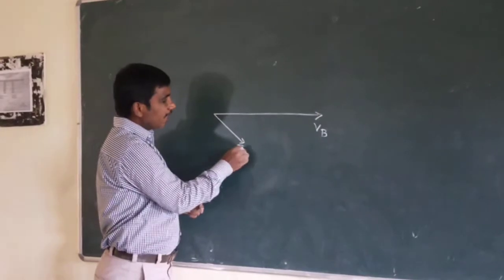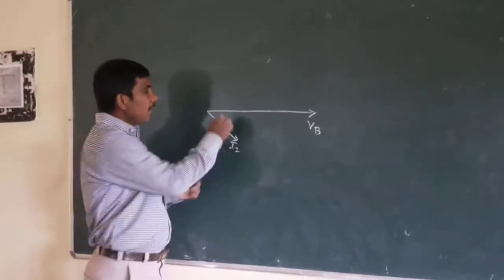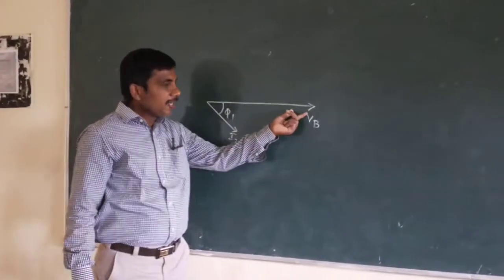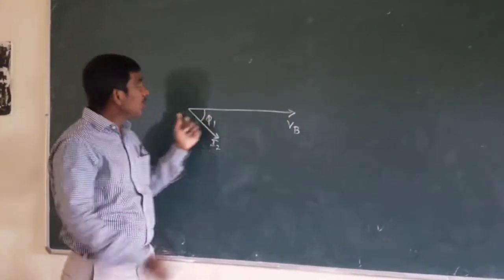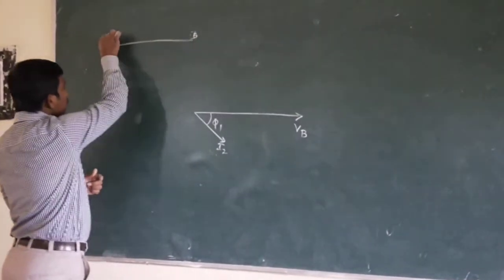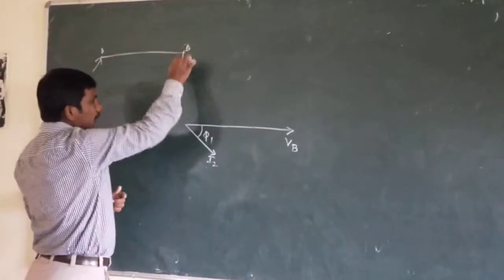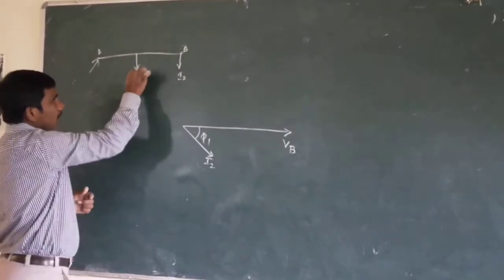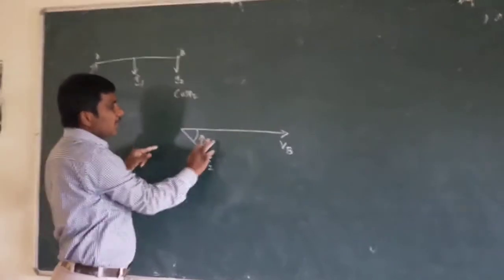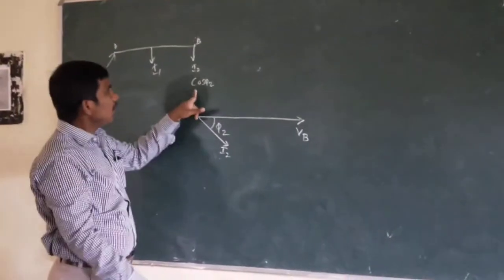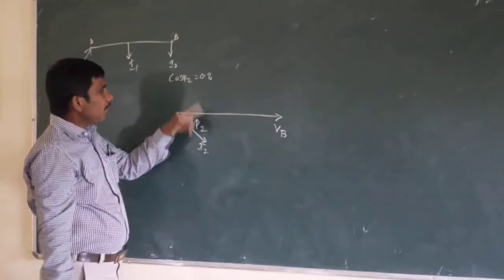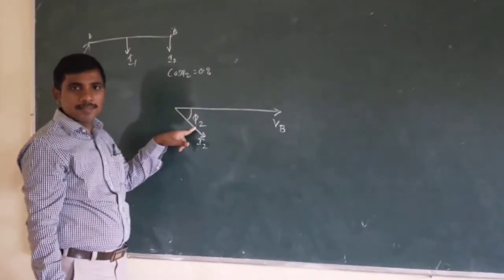I2 lags at an angle, and they gave the power factor also. In the diagram in the problem, this is point B and this is point A, the sending end. This is I2 and this is I1. Phi2 is given: what is the power factor? 0.8. The phase angle will be 36.86 degrees.